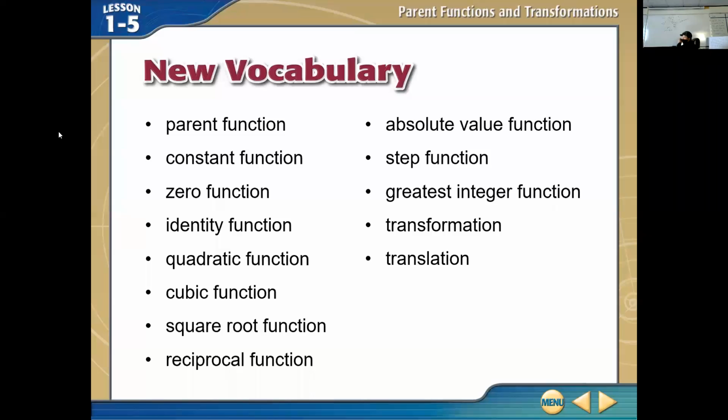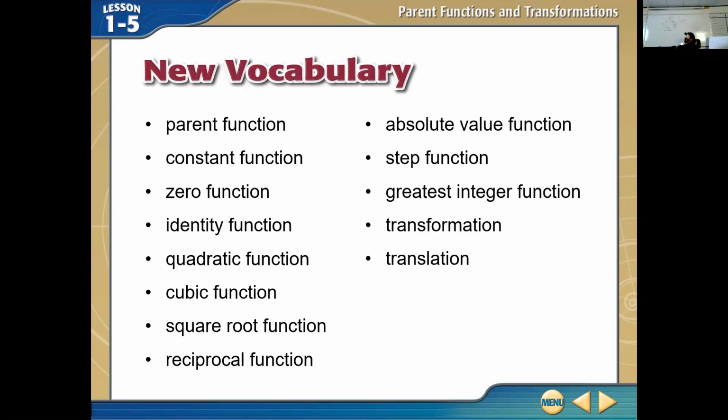So your parent functions are the simplest forms of each function. So like x squared, x cubed. Okay, those are examples of parent functions, and you're going to see them. The constant function is a horizontal line. It has no slope. The zero function is a constant function that just happens to overlap the x-axis. So it's y is equal to 0.